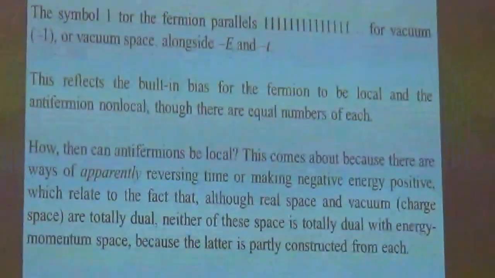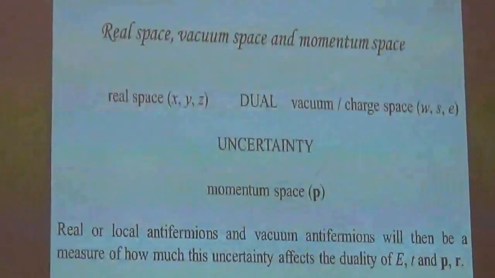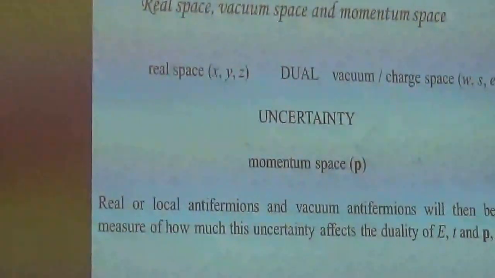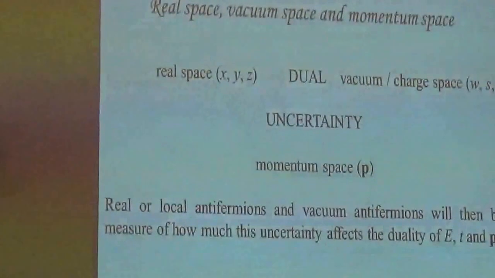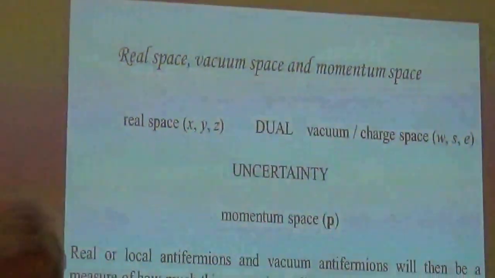Well, I think that we've got to look to the fact that this is one of these places where the symmetries combine to be something that Feynman would call imperfect. There are ways of apparently reversing time and making negative energy positive, which relate to the fact that real space and vacuum space are totally dual, but neither of these is totally dual with energy momentum space. Let me just put it like this. Real space and vacuum charge space are dual, but when we combine them with momentum space, the duality is only good to the uncertainty principle. It's not good because they're not commutative. So real or local antifermions are a measure of how much this uncertainty affects the duality of these objects.